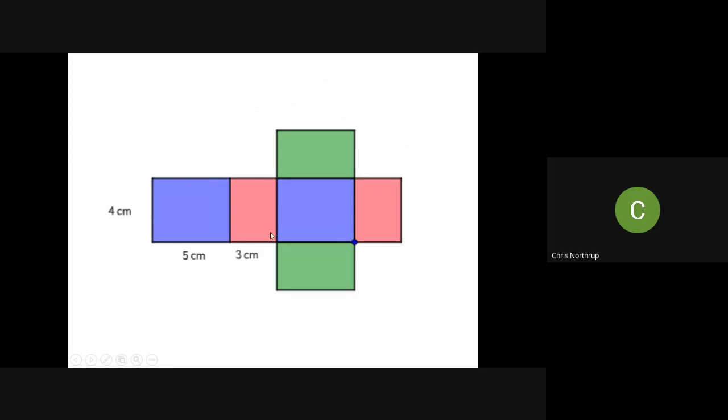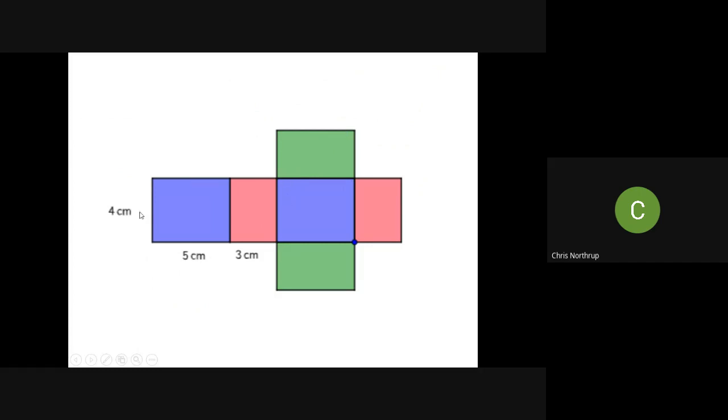Now, if you think about that, let's look at this base here. These bases are exact copies of each other. This base is going to be 5 by 3. So this is 3 and this is 5. If you add that together, 5 and 3 and 5 and 3, that comes out to be 16. So the perimeter of this base is 16.